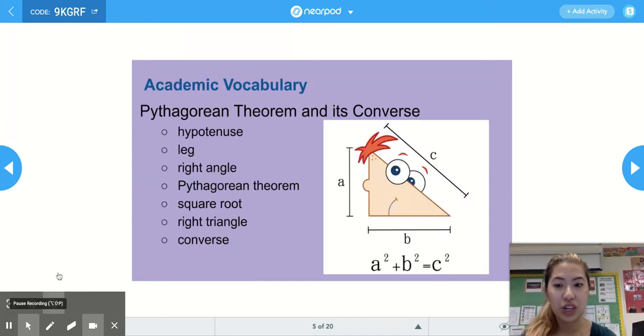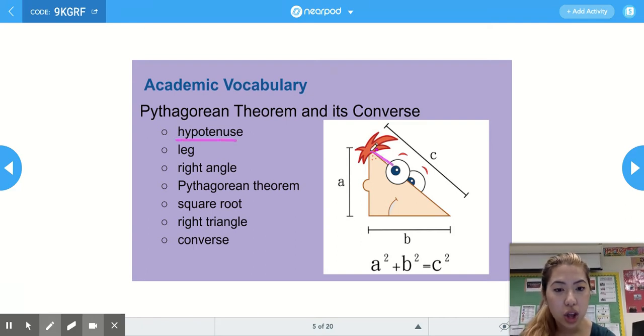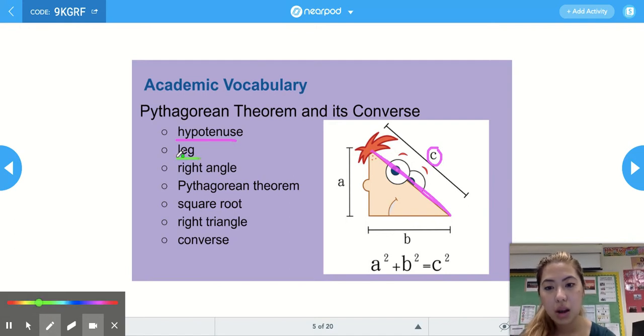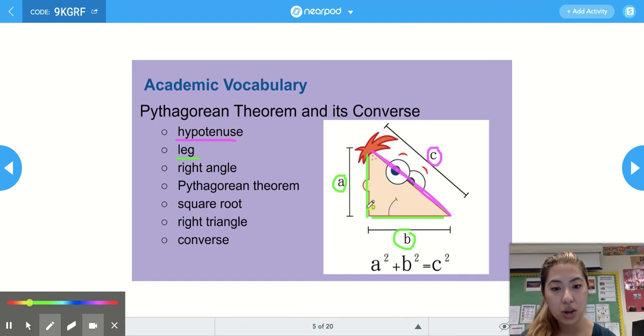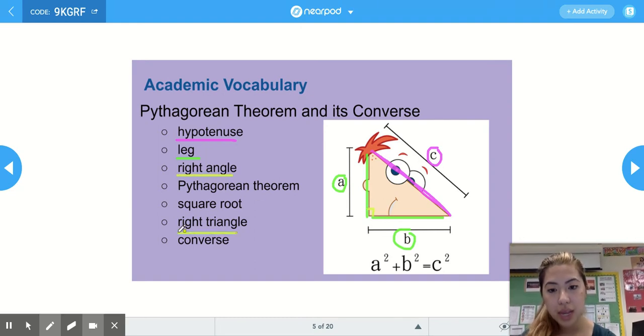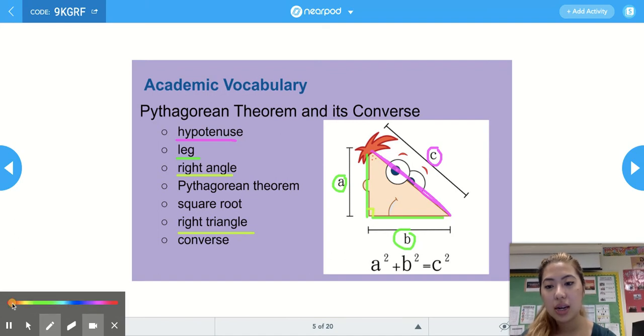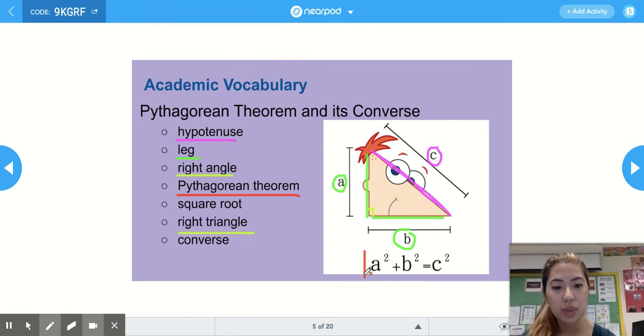Just as a review from yesterday's lesson, our hypotenuse is going to be the longest side on the right triangle, and it's usually represented with the letter C. The legs are what we previously knew as the height and the base lengths of the right triangle, and they're represented with the letters A and B. Right triangles, of course, have a right angle. And the Pythagorean theorem equation is a squared plus b squared is equal to c squared, and that's just something you're going to have to memorize.